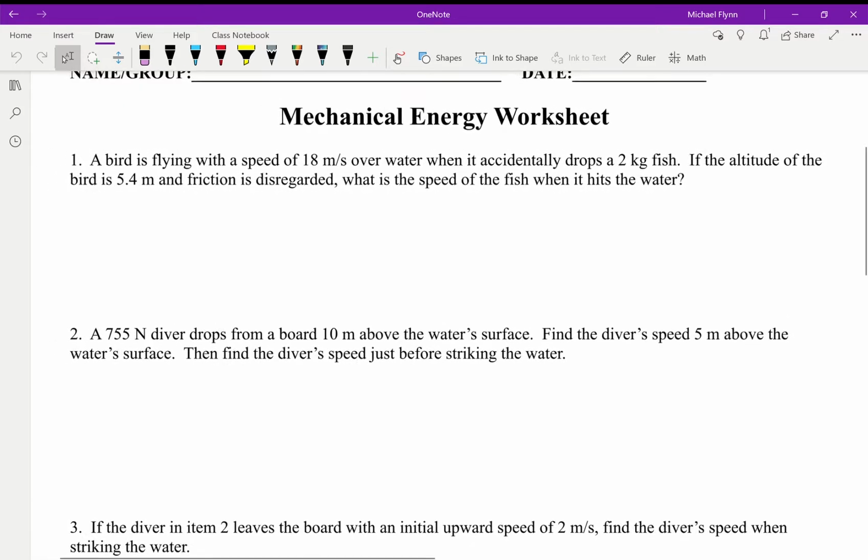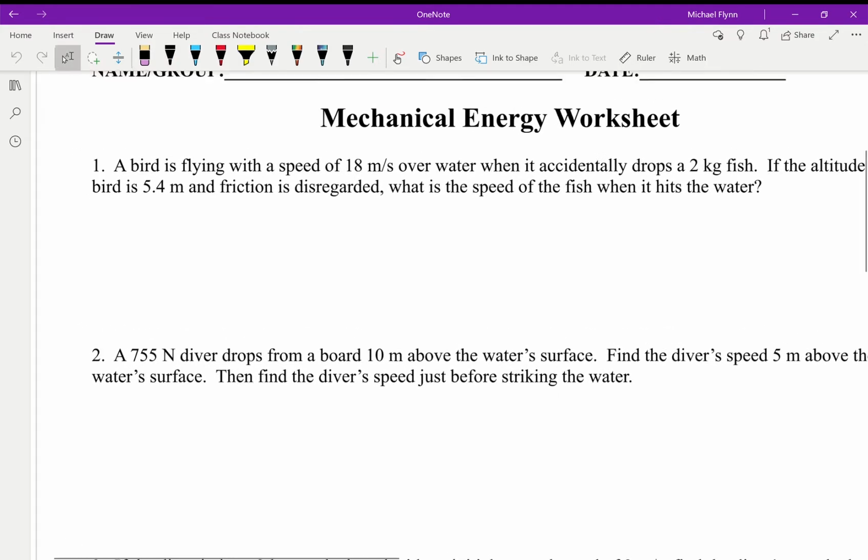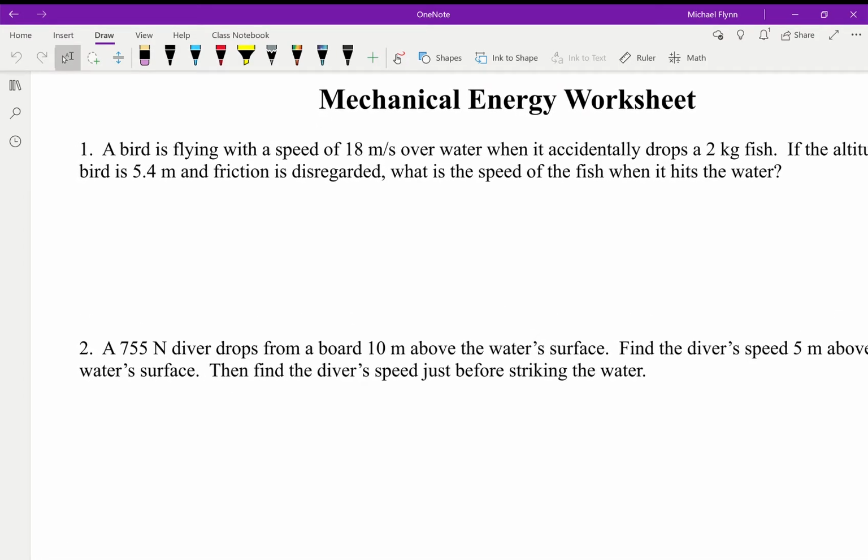Okay, question number 1, it says a bird is flying with a speed of 18 meters per second over the water when it drops a 2-kilogram fish. If the altitude of the bird is 5.4 meters and friction is disregarded, what is the speed of the fish when it hits the water? All right, so question like that.